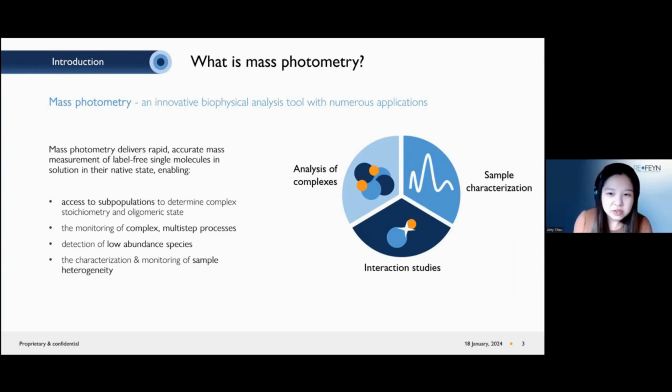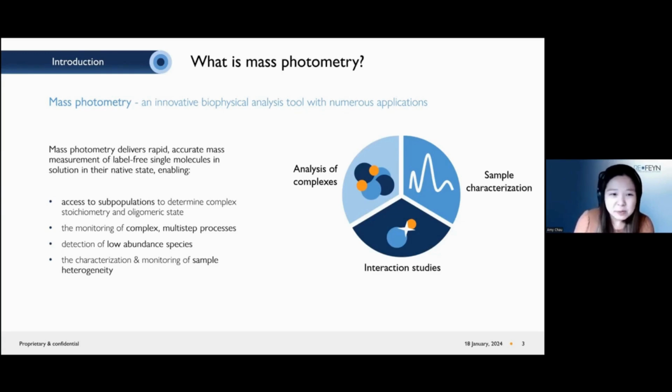This can be of interest if your samples are likely to form different oligomeric states, or if they have multiple components, the stoichiometry is a useful value to assess. This is also powerful in monitoring macromolecular assemblies if there are any multi-step processes that you want to monitor.